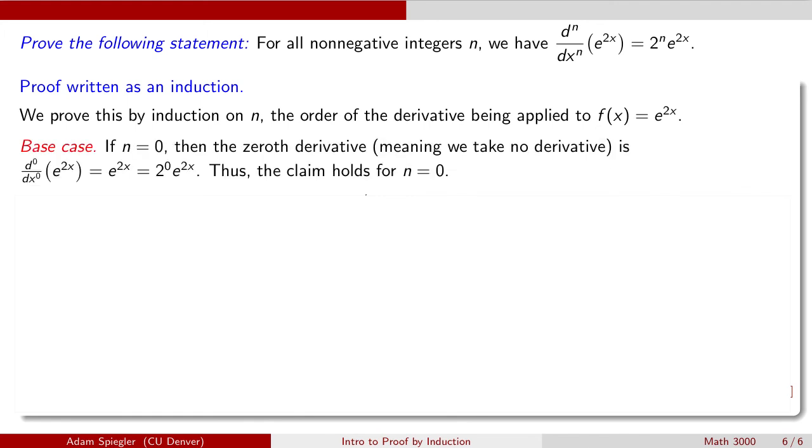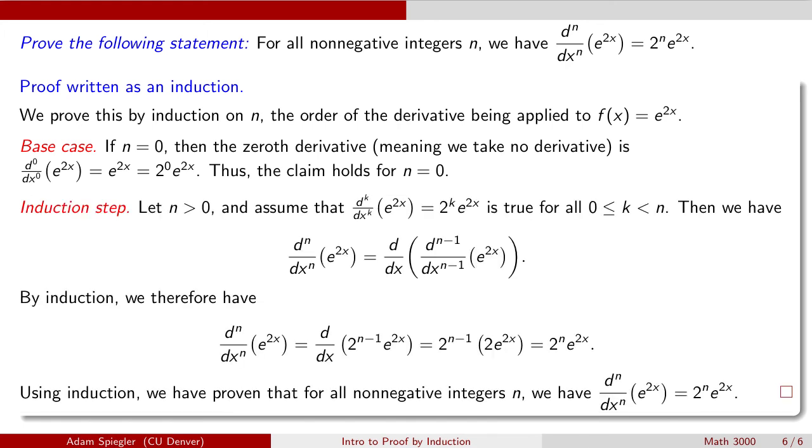Then we would use our base case. So I just took this, copied and pasted from what we had proven on a previous slide. So for the base case, we weren't taking any derivatives of e to the 2x, and therefore we got e to the 2x back, which is 2 to the 0 times e to the 2x. Then we could write up our inductive step carefully. And again, this is just exactly what we wrote up on the previous slide.